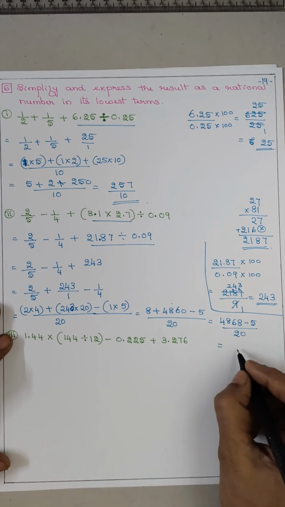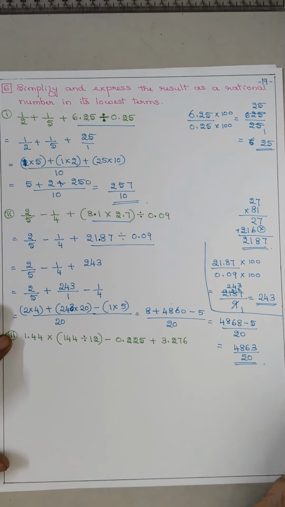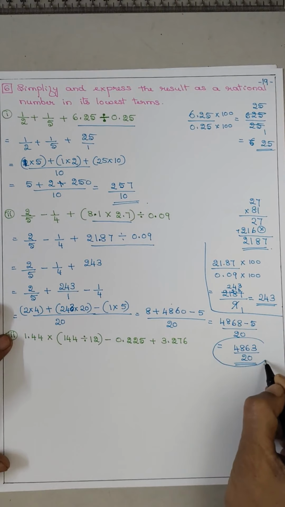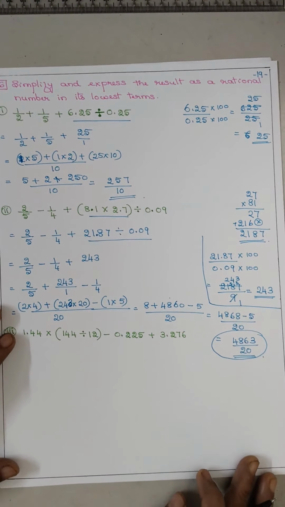So the final answer is 4863 upon 20. This is the final answer. Still it cannot be simplified. This is the lowest term.